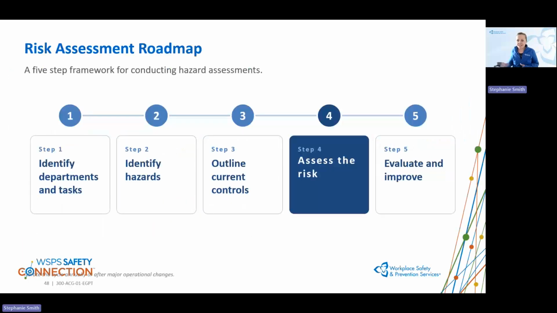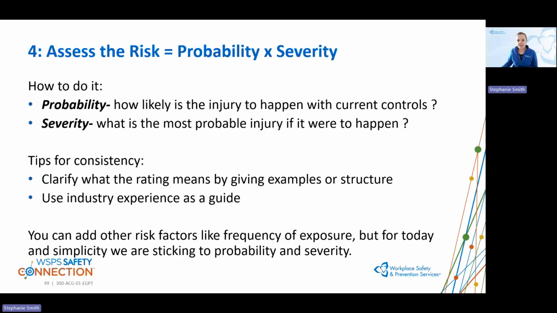Now, the next step is assessing the risk. And this is where subjectivity gets entered into the picture. So first off, when we look at assessing the risk, today we're looking just at probability. So how likely is that injury to happen with the current controls in place? And severity is the most probable injury for that to occur. You may have other factors in place, but today, just for ease of use, I'm going to be talking about those two.